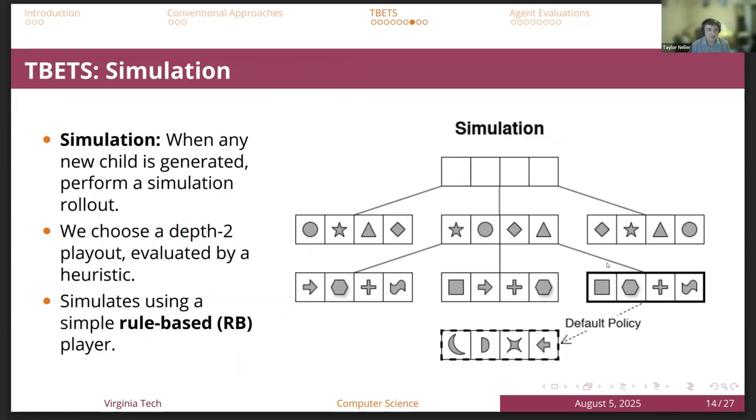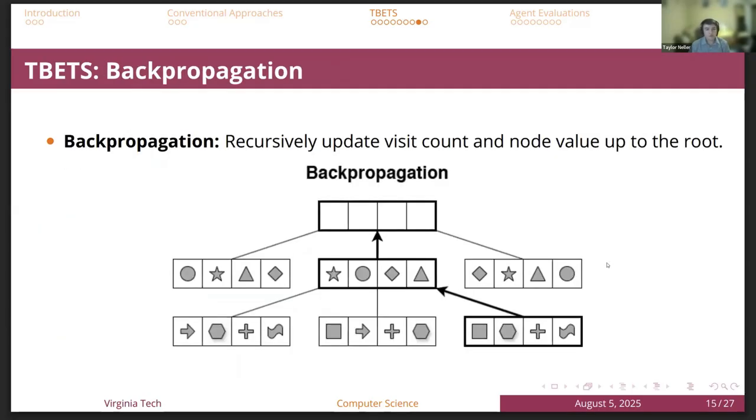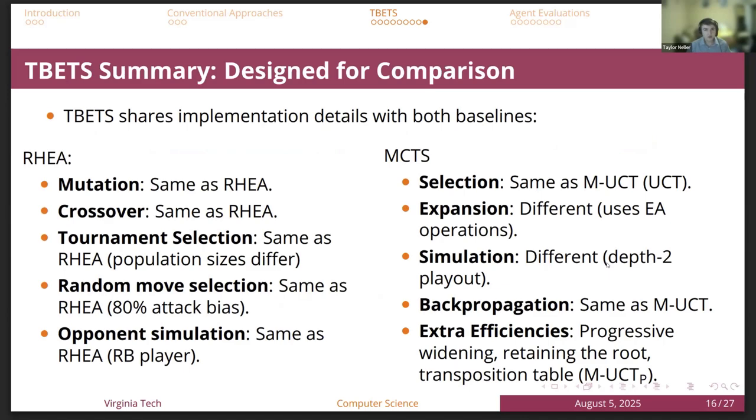For the simulation phase, any child that is generated will have a depth 2 playout from it, evaluated by a simple heuristic, and this simulation is conducted with the simple rule-based player. Backpropagation is exactly the same as in regular Monte Carlo tree search, updating the visit count and the node value all the way back to the root.